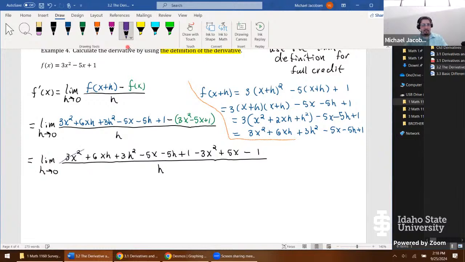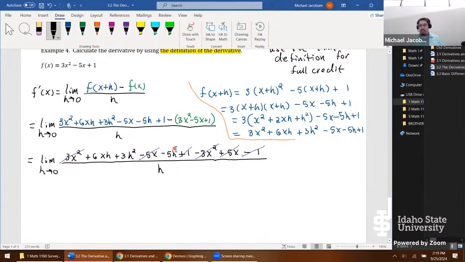So first, positive 3x squared and negative 3x squared add up to 0. What else do we have? 6xh. I think that's the only term there. There's only one h squared term, so no cancellations. Here we have negative 5x, positive 5x. Nothing combines with that one, negative 5h, but positive 1, negative 1 will cancel. So these are the survivors, 1, 2, 3 different terms in the numerator.